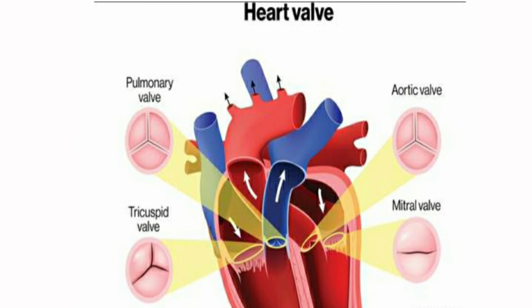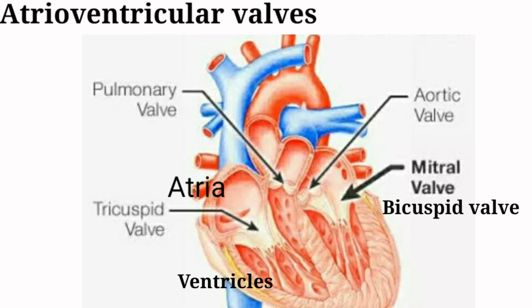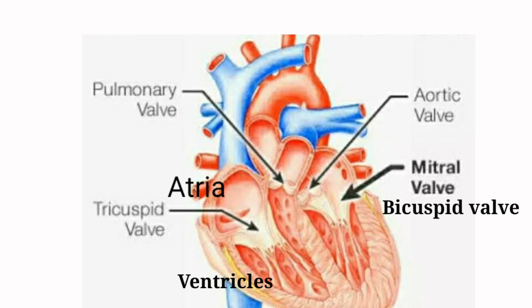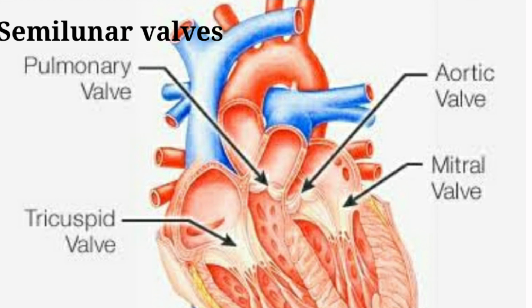And then heart valves are there, children. Atrioventricular valves are present between atria and ventricles. Bicuspid valve on left side and tricuspid valve on the right side. And semilunar valves are present between ventricles and arteries. Aortic valve on the left side and pulmonary valve on right side.